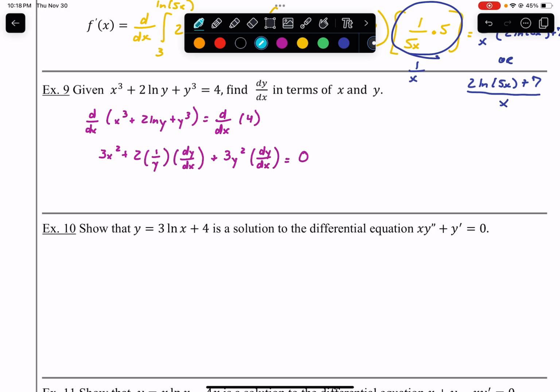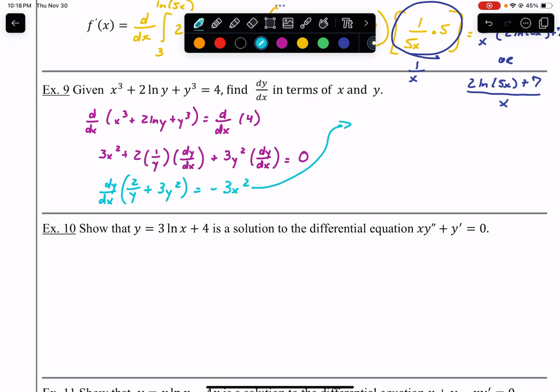We're going to go ahead and move that 3x squared over. So I have 2 over y. I'll go and put the dy/dx out. Make it a little simpler. 2 over y plus 3y squared is equal to negative 3x squared.